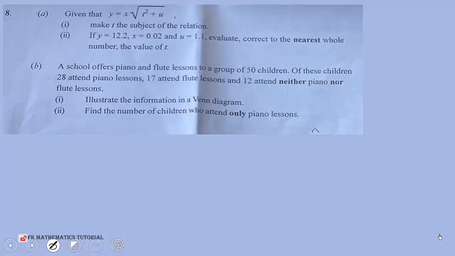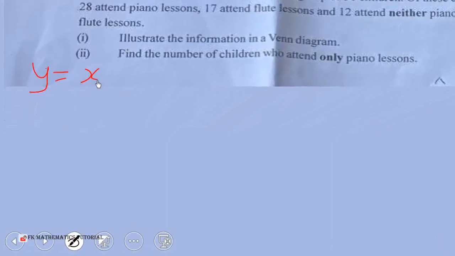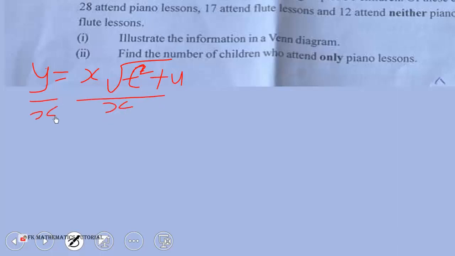Okay, thank you. Now we have the solution. We have to make t the subject of y equal x root t squared plus u. Okay, so the first thing I'm going to do is to divide both sides by x. So if that is the case, this will cancel this. We are left with y over x here.